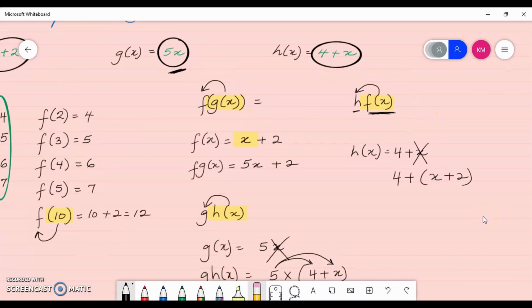So we can simplify this. Let me just write here h of f of x. In order to simplify this, we can add our 4 and we can add our 2. So we are going to get 6 plus x. And that's it there. That's how you go about computing or simplifying composite functions.